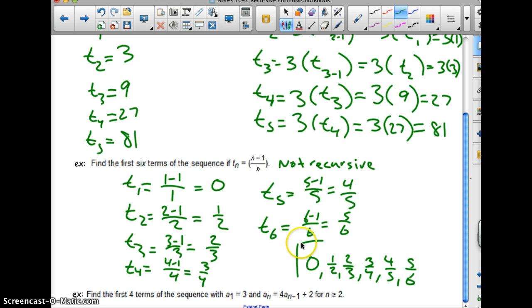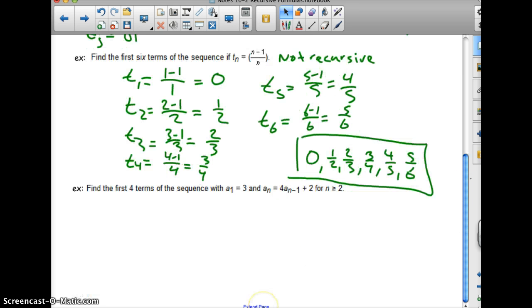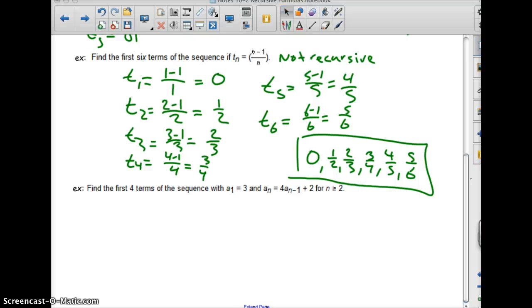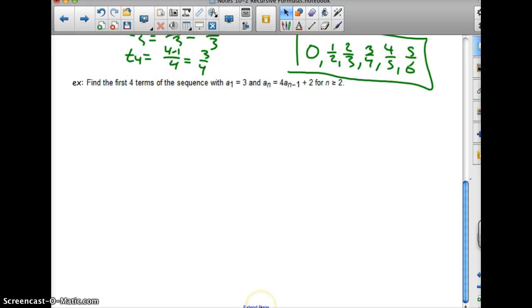All right, there we go. There are the first 6 terms. Okay, next example. Find the first 4 terms of the sequence with a1 equal to 3, and an equal to that, for n greater than or equal to 2.